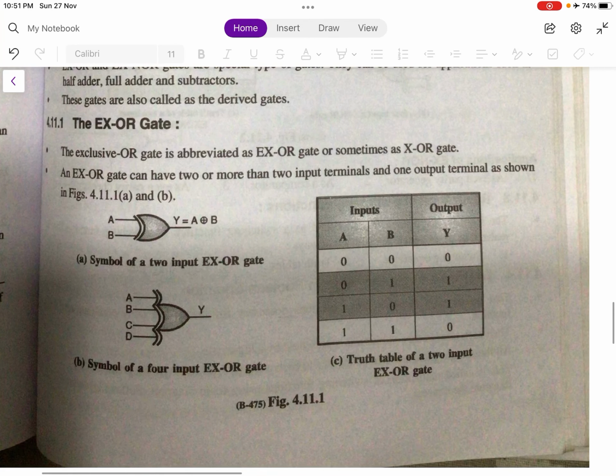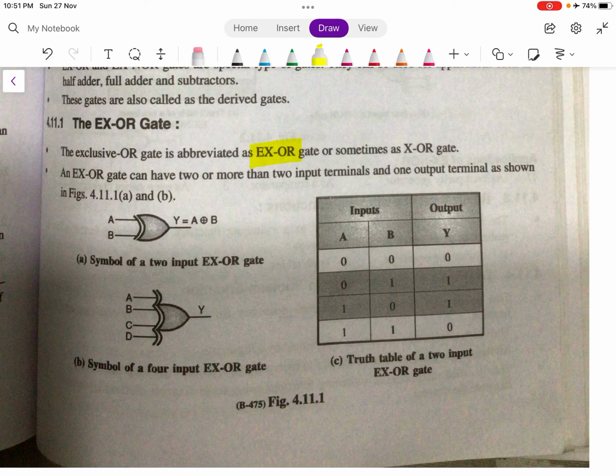The XOR gate. The exclusive OR is abbreviated as XOR gate or sometimes X-OR gate. An XOR gate can have 2 or more input terminals and 1 output terminal. So this also has 2 or more input terminals but only 1 output terminal. So these are the 2 inputs and this is the symbol for the XOR gate.